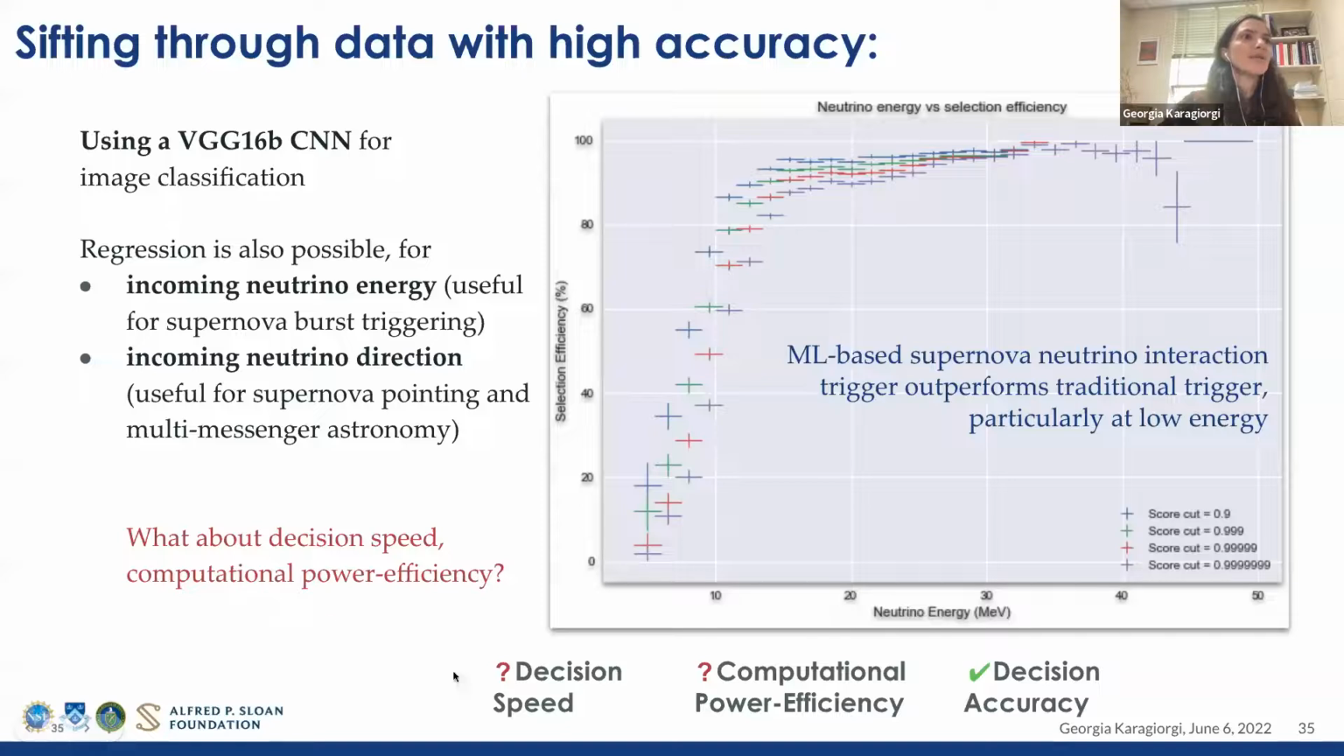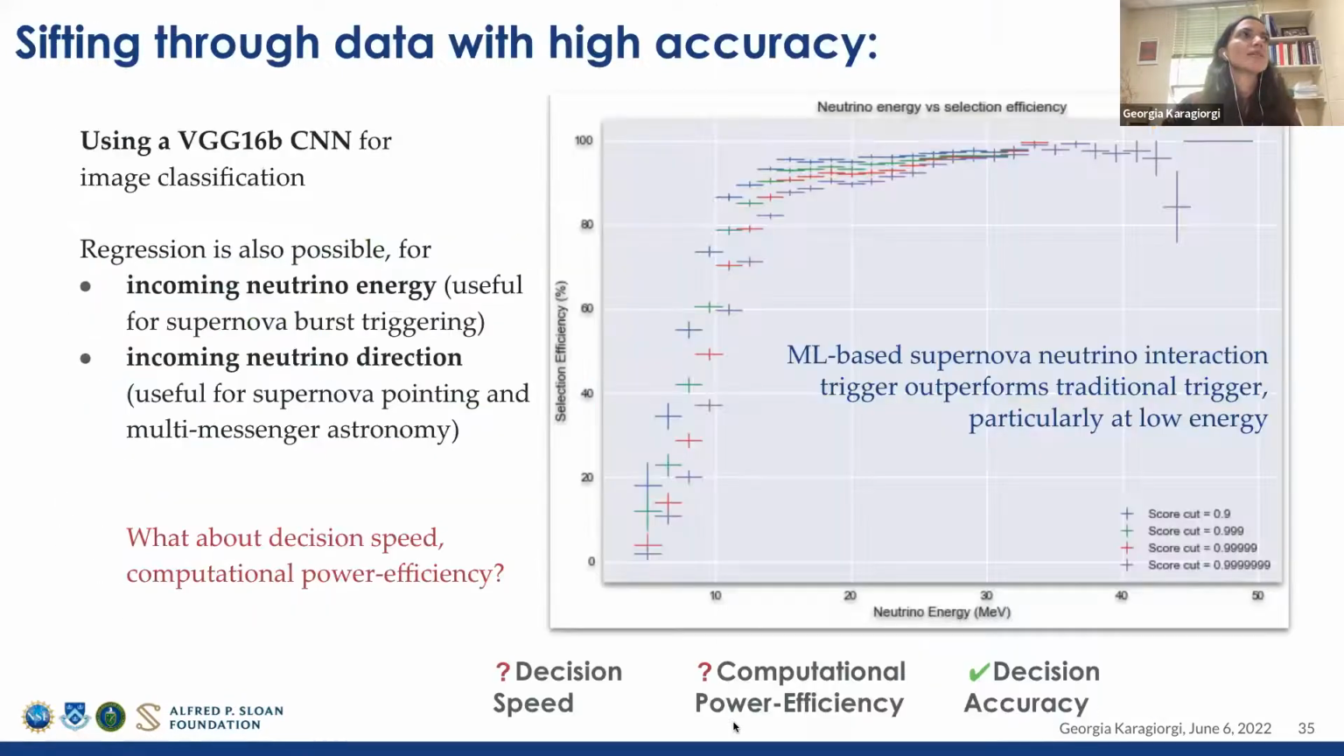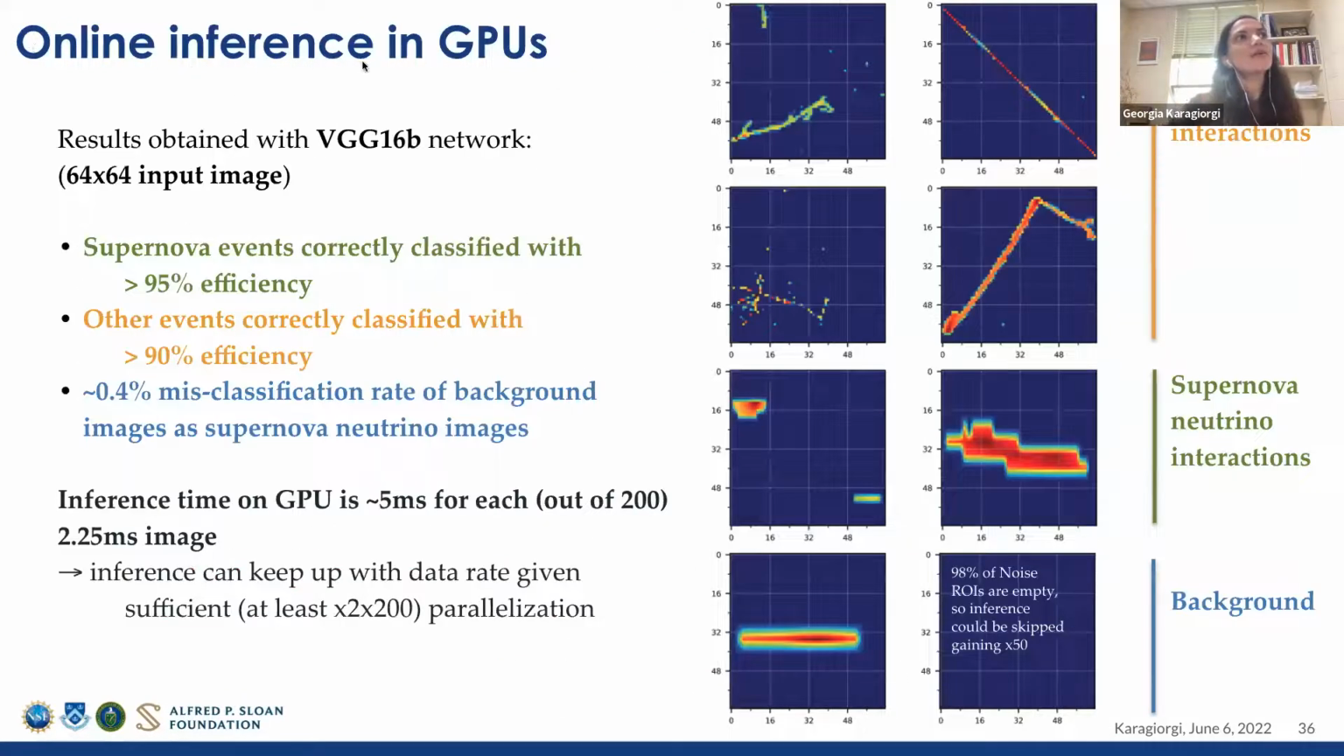So the question then was, what about decision speed or latency of execution of the algorithm, and what about computational power efficiency? So we first considered the online inference time in GPUs, and for that it was clear that we needed to reduce the size of our inputs in order to meet desired latency requirements, from 600 by 600 to 64 by 64 in input image size.